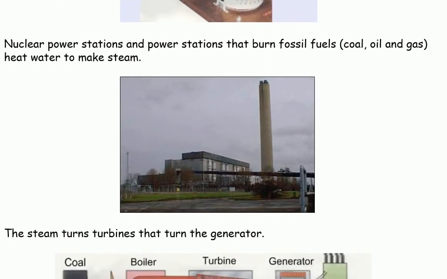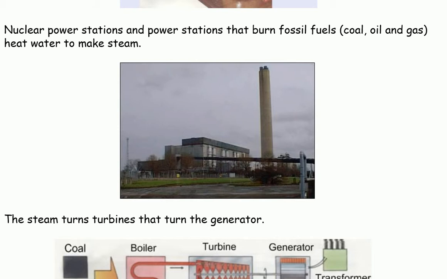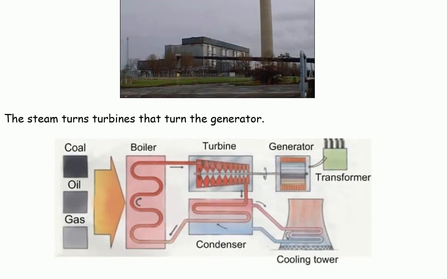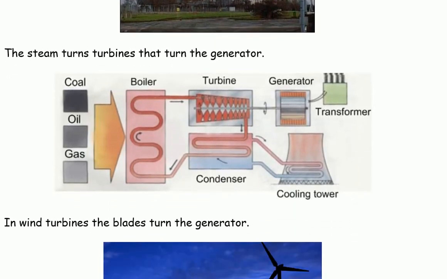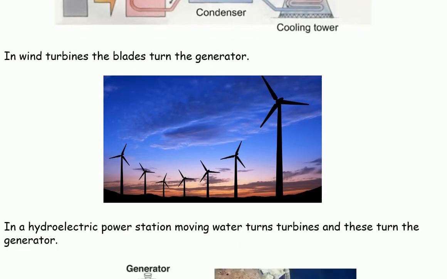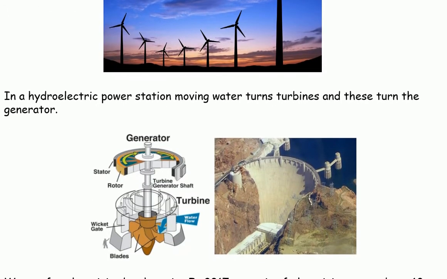Nuclear power stations and power stations that burn fossil fuels, coal, oil and gas, heat water to make steam. The steam turns turbines that turn the generator. In wind turbines, the blades turn the generator. In a hydroelectric power station, moving water turns turbines, and these turn the generator.